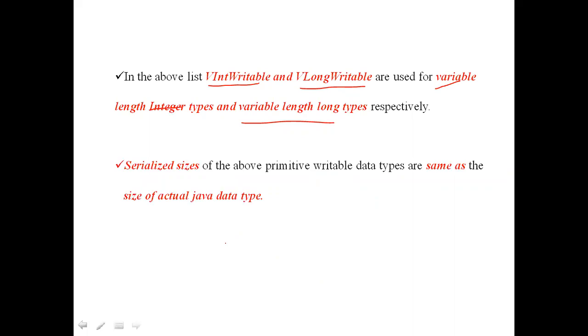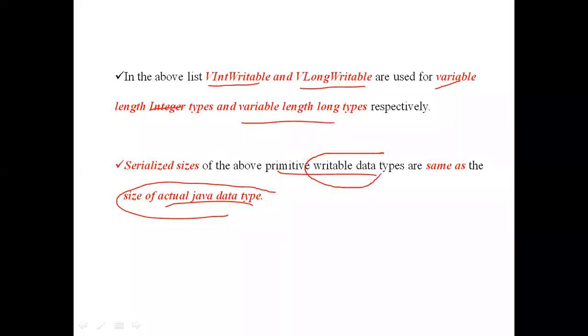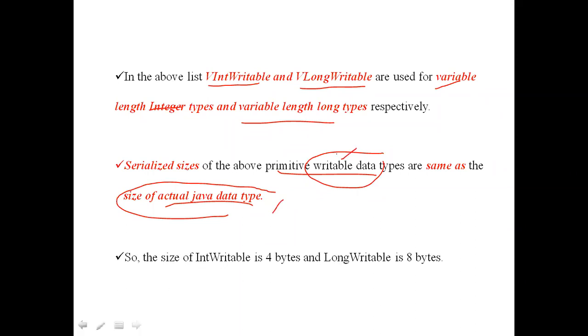This point was already discussed. Serialized sizes of primitive writable data types are the same as the actual Java data types. Whatever size is taken by the Java data type, the serialized writable data types of Hadoop will also take the same size. For example, the size of IntWritable is 4 bytes, and in Java the size of int is also 4 bytes. Primitive data type int takes 4 bytes, and IntWritable will also take the same 4 bytes. The size of long in Java is 8 bytes, and LongWritable will also take the same 8 bytes.